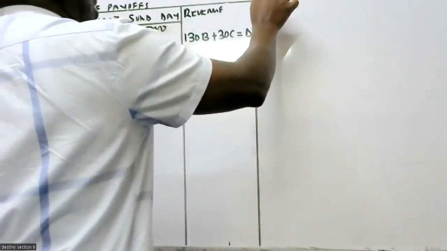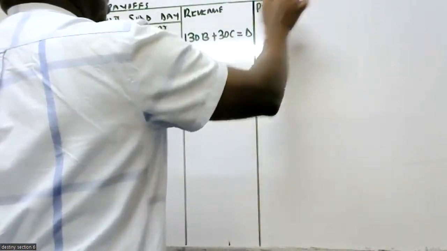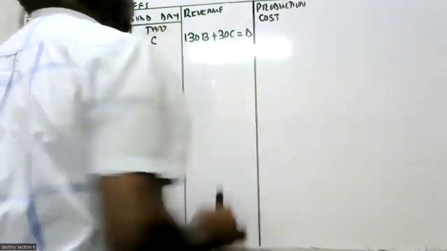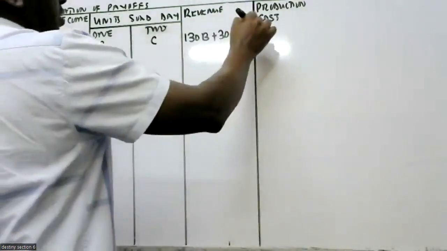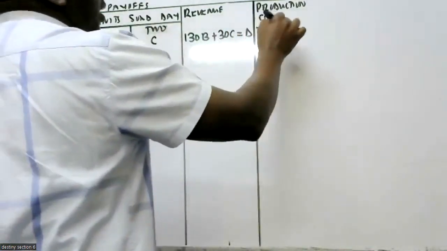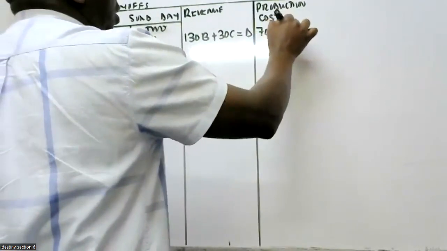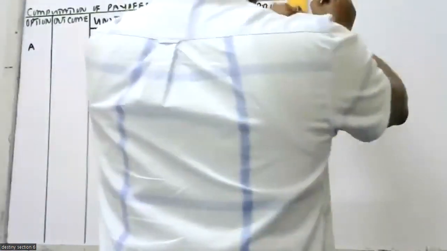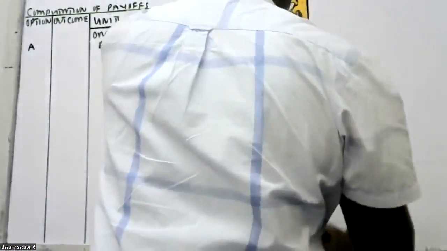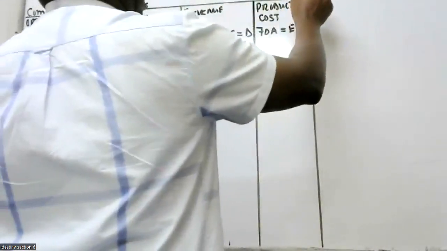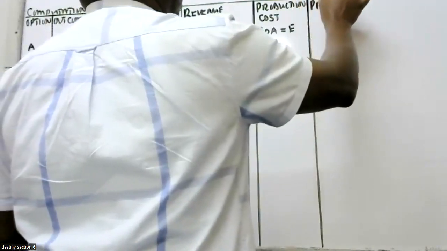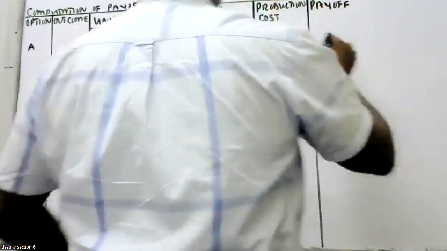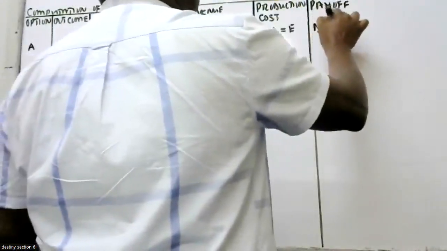Then production costs. Now, any unit we produce is costing us 70. So it's going to be 70A, and we call it E. And then we will have the what? The profit or the payoff. Now this will be D minus E.